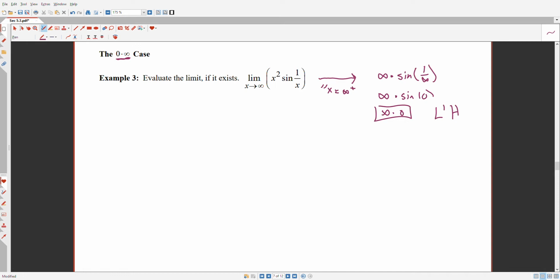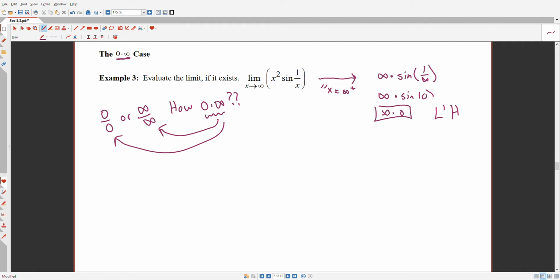Okay, but how on earth are we going to do this one? So far, L'Hopital's rule has only been good for 0 over 0 or infinity over infinity. So how are we going to do 0 times infinity? It turns out we're going to rewrite this as one of these cases. Before we apply L'Hopital's rule, we need to rewrite this.